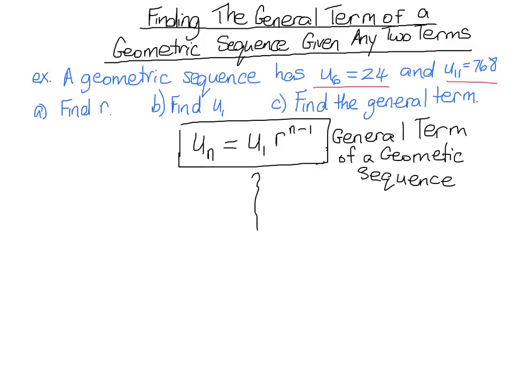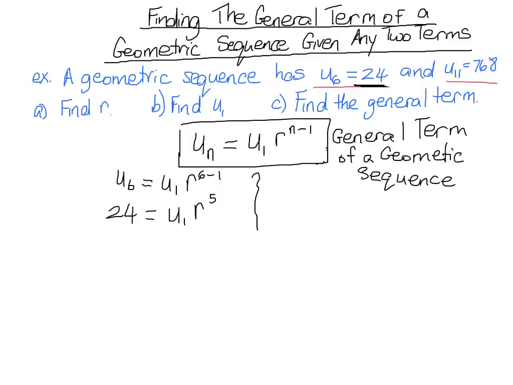What we're going to do here is write down what we know into the general term formula. We know that U6 should give us U1 times the common ratio raised to the 6 minus 1 power. So the sixth term is U1 times R to the 6 minus 1 power, according to our general term formula. And we know that the sixth term is 24. So 24 is U1 R, and we can simplify that 6 minus 1, and we get 5.